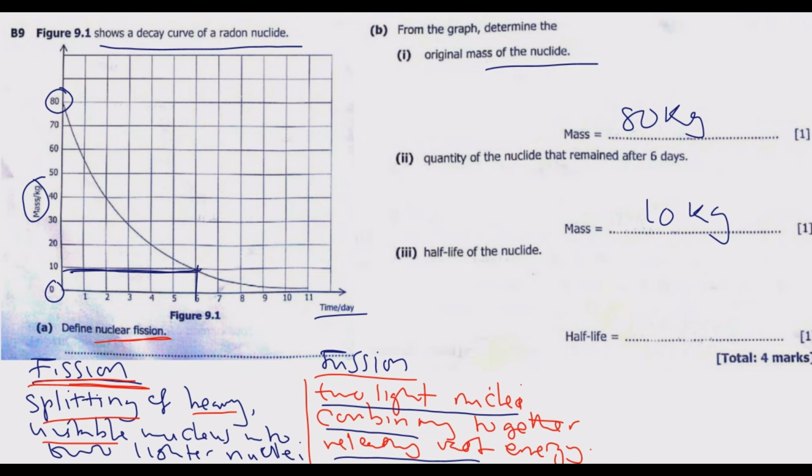Half-life. So at half-life we started with 80. Half of 80 is 40. So when we remain with 40 kg, at what period? You come here and read down there. What you notice, this is 2. So the half-life there will just be 2 days. So 2 days is the half-life. So basically this is how you get the total 4 marks on question 9.